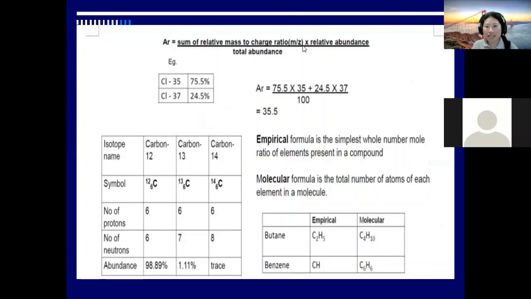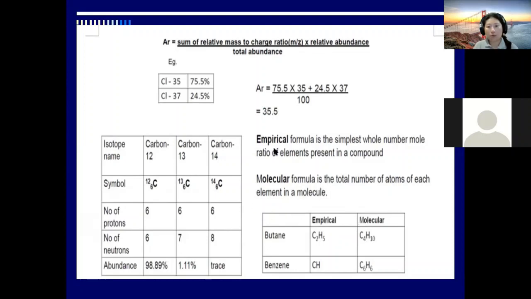The relative atomic mass versus the abundance. This is still very important because sometimes you need to know about this thing. We just memorize that 75 and 25 is enough. Don't go to one decimal place. The isotope names are carbon 12, carbon 13, carbon 14. The symbol will be 12 on top with the proton number 6 down, 13 on top, 6 down, 14 on top, 6 down. This is the symbol of the formula. The number of protons is the same, the number of neutrons is different. The percentage of abundance will be like this, the trace.